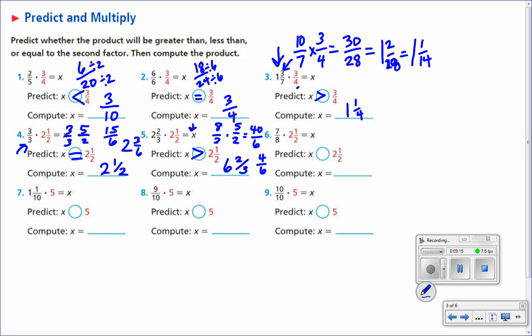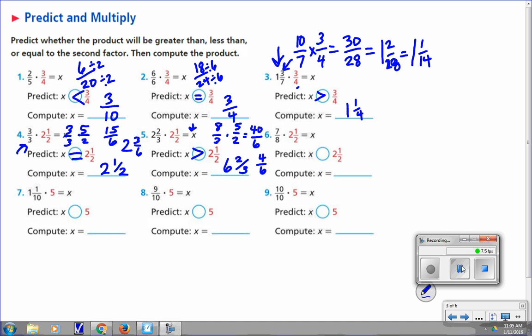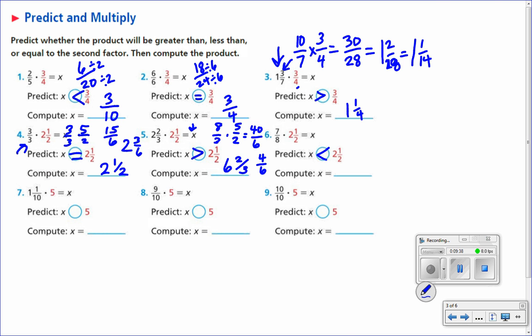Now, let's look at this one. 7/8 of 2.5. Is the product going to be greater than, less than, or equal to? Based on what we already know and what we've already experienced. Turn to your neighbor and tell them what you think. Good job. Your product, X, is going to be less than 2.5 because you're saying a piece of the 2.5, not above 2.5, a piece of it.